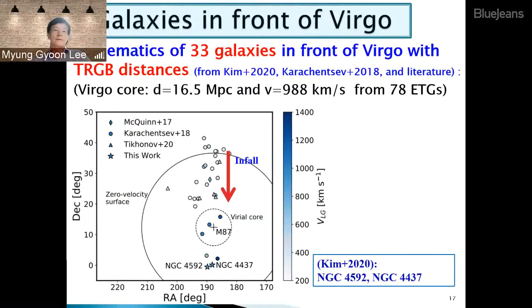Here is a sample of 33 galaxies with velocity and TRGB distances, which are located in front of Virgo, collected from various literature, and two of which are from Kim et al. So these are the locations in the sky around Virgo, so they are located farther than the virial radius, mostly.